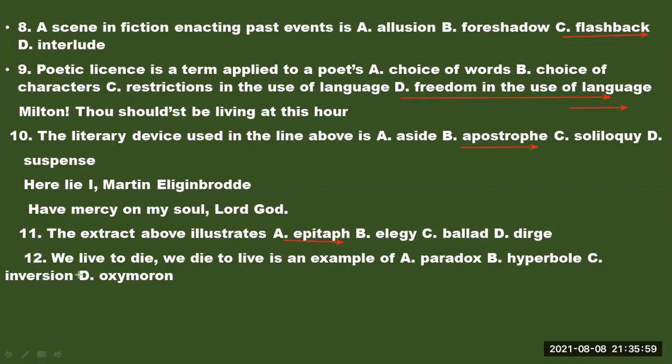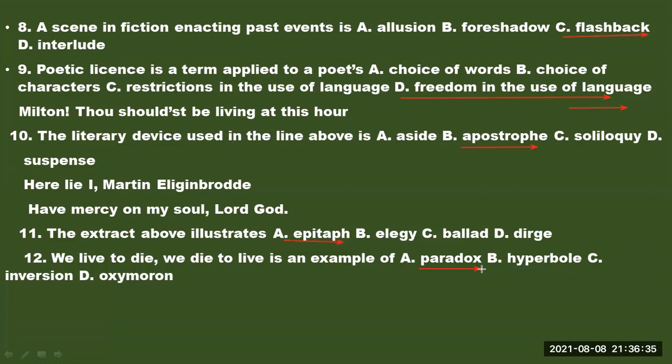So question number 12, "we live to die, we die to live" is an example of a paradox. Yes, a paradox is a statement that combines two opposite ideas. We live to die, we die to live. These are two opposite ideas. And when something is paradoxical, on the surface it seems to be meaningless, but when you really give it a thought, it conveys some meaning.